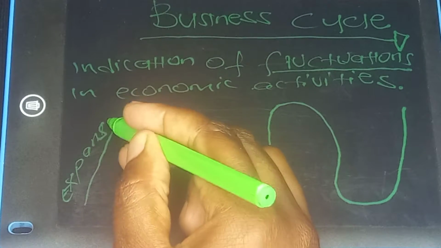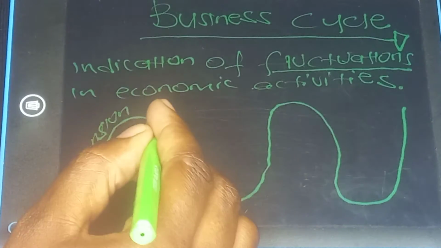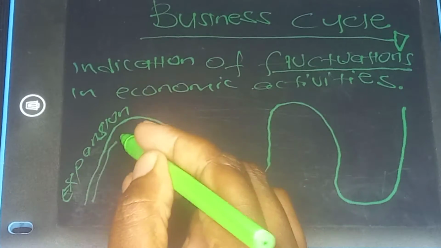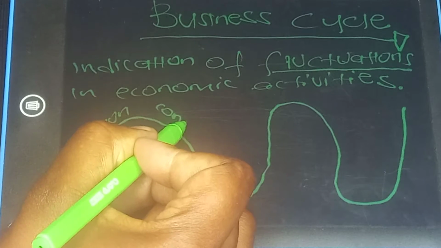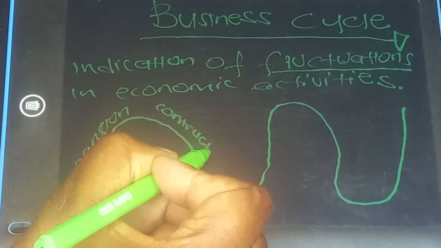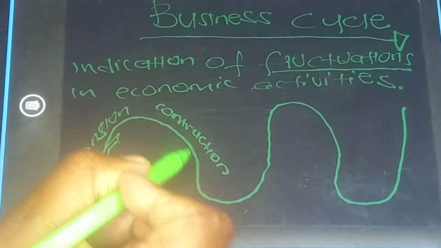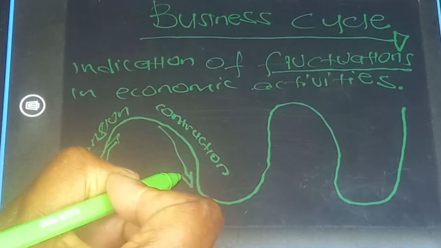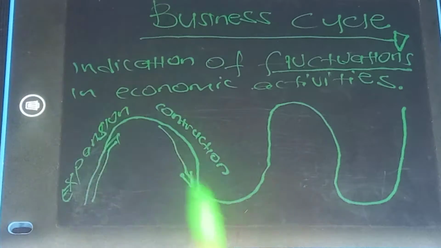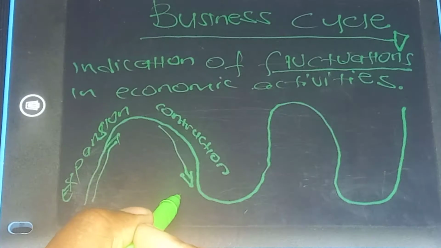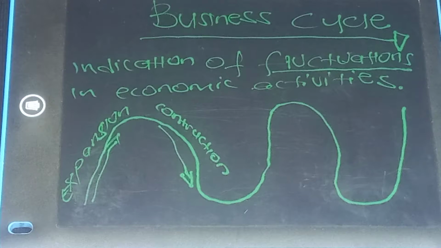Expansion. And then the one going down, we call it a contraction. So this one is going down. So expansion when the economy is expanding. Contraction when the economy is getting smaller.